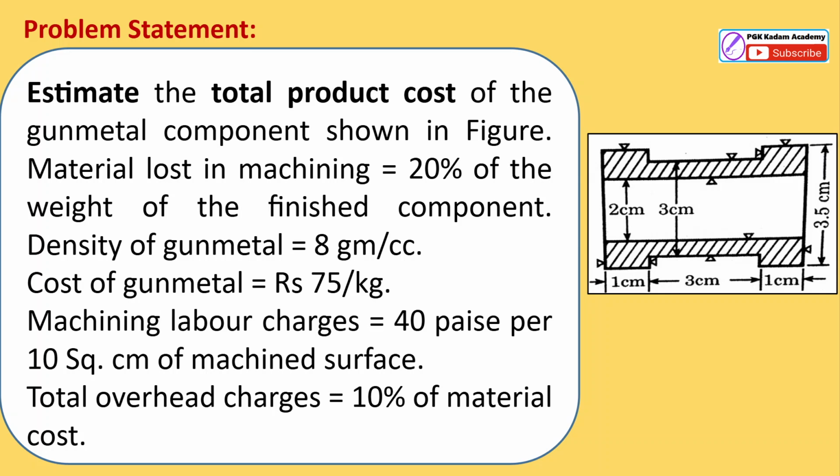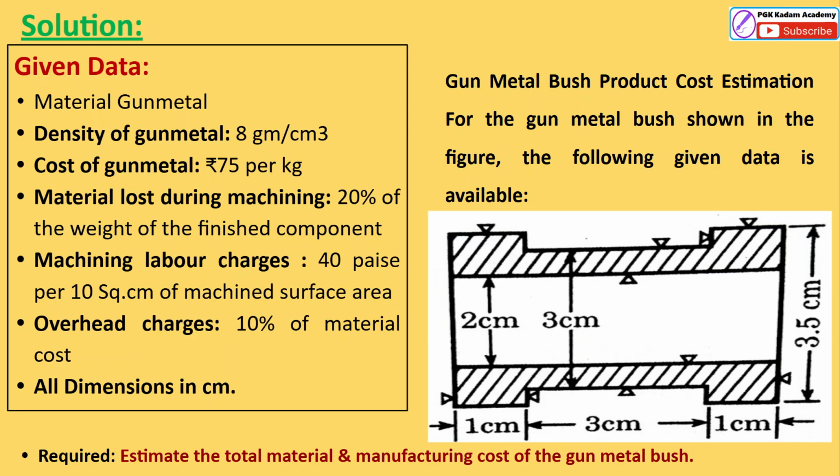Machining labor charges are 40 paise per square centimeter of machined surface. Total overhead charges are 10% of material cost. Friends, that is the problem statement. For this purpose, I have written down the material, gunmetal, density of material 8 gram per cubic centimeter, and the cost of gunmetal per kg, the rate of gunmetal.